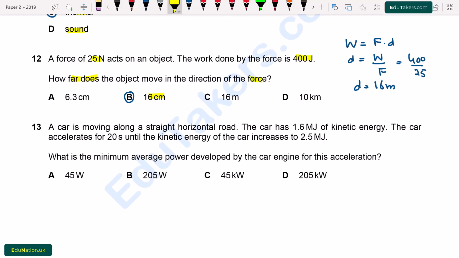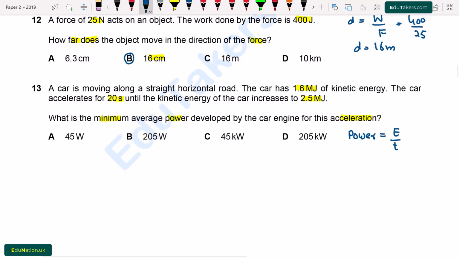Question number 13. A car is moving along a straight horizontal road. The car has 1.6 megajoule of kinetic energy. The car accelerates for 20 seconds until the kinetic energy of the car increases to 2.5 megajoule. What is the minimum average power developed by the car engine for this acceleration? So here we have to find out power. We know that power is equal to rate of transfer of energy, that is E over T. But in this case there is change in kinetic energy. So I write here change in kinetic energy divided by time. This is basically equal to the minimum average power.